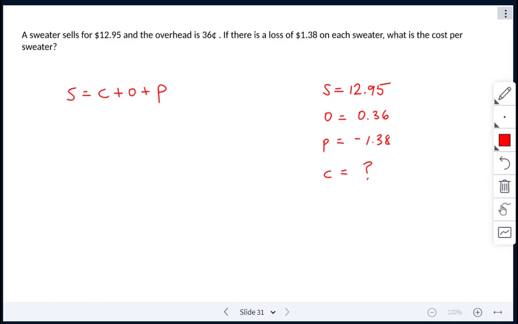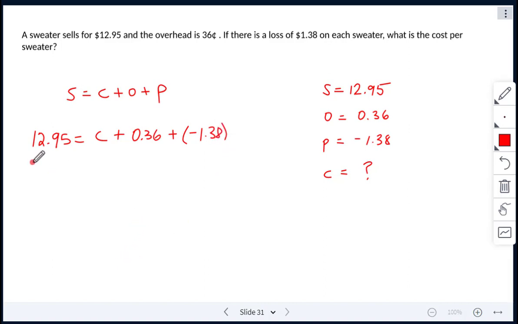This example here, a sweater sells for $12.95 and the overhead is 36 cents. If there is a loss of $1.38 on each sweater, what is the cost per sweater? So basically, how much is he buying them from wherever he's buying them from. We know that he is selling them for $12.95. So let's put everything into the formula. So the selling cost is $12.95. Cost we don't know. The overhead is 36 cents. Make sure you put that as 0.36. And the profit is negative 1.38.